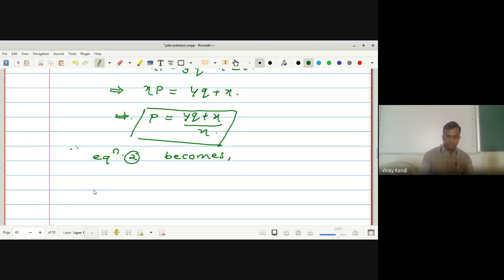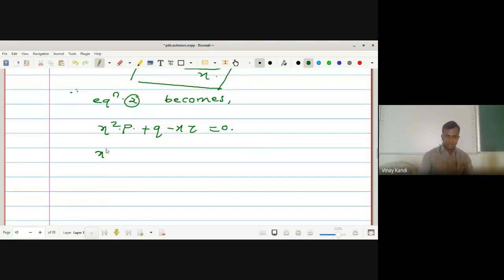Okay, now equation 2 becomes x square into p, your equation 2 is, plus q minus xz, which is equal to 0. So this is x square, the value of p is (yq plus x) upon x, plus q as it is, minus xz is equal to 0.